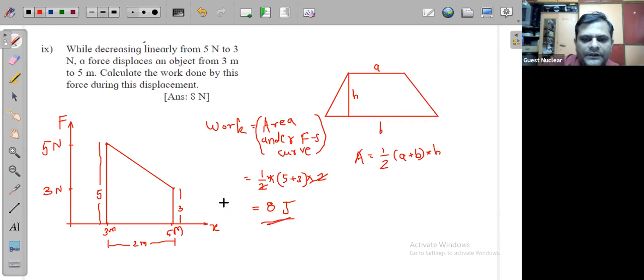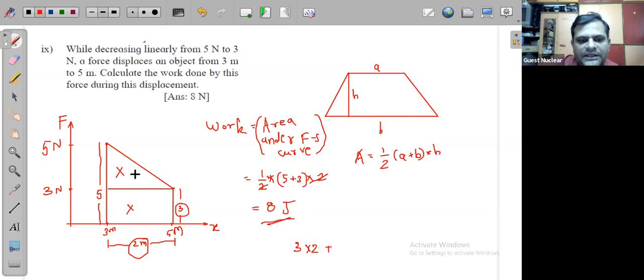Or if you don't remember the formula for the area of a trapezium, then you can split this trapezium into two parts, one of which will be a rectangle and the other a triangle. So this is going to be a triangle and this is going to be a rectangle. Now the rectangle has its length equal to 2 meter and breadth equal to 3 Newton. So the area of the rectangle would be 3 into 2, plus the area of the triangle here.